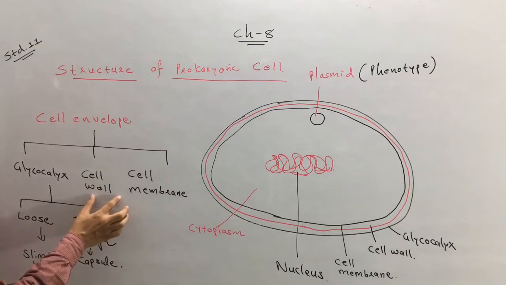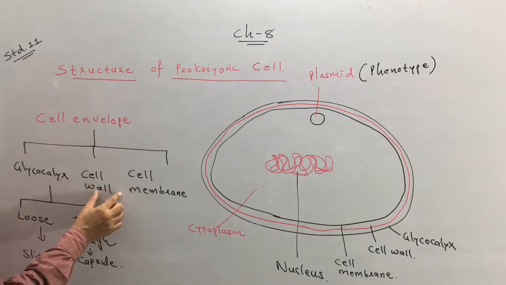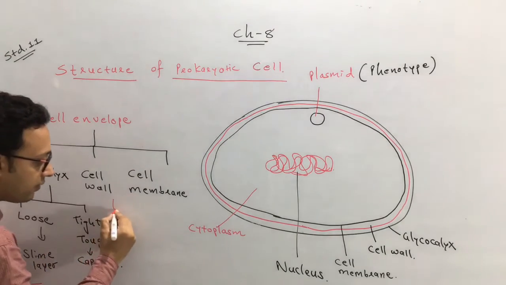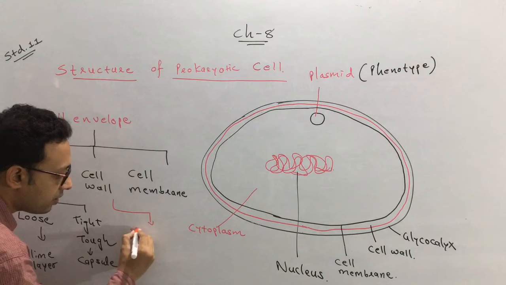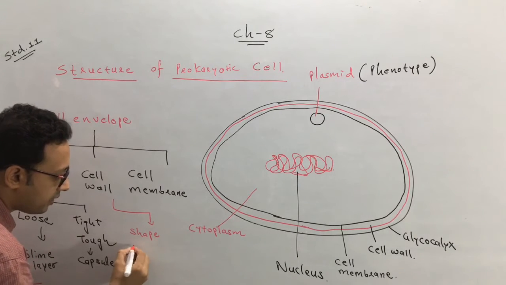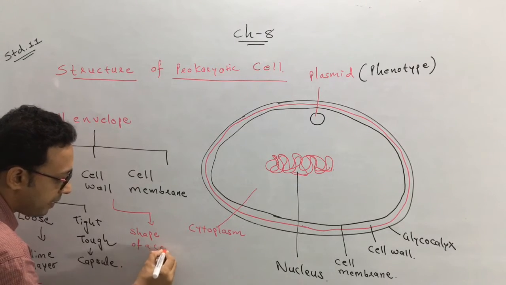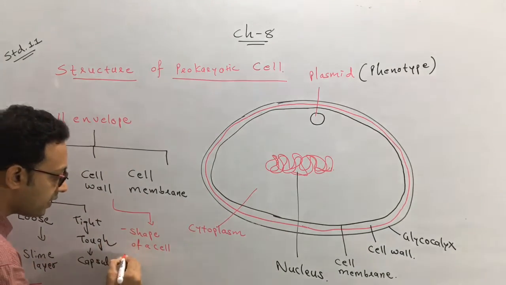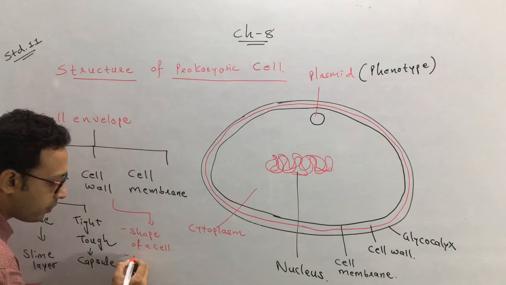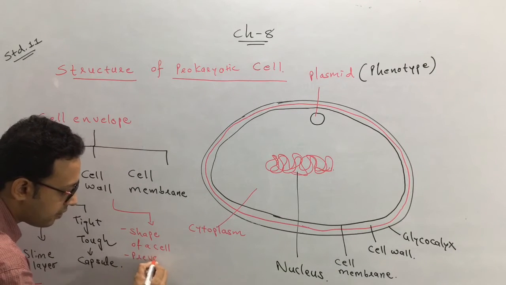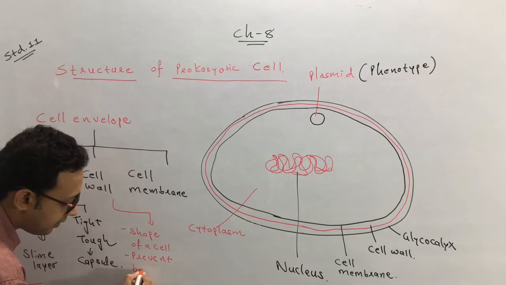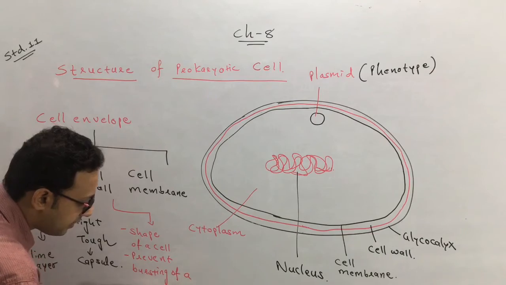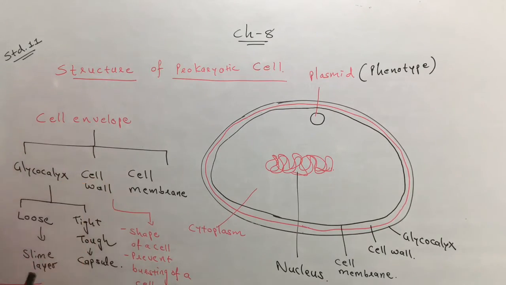Now the middle layer. Which is the middle layer? The cell wall. The function of this cell wall is that it gives shape to a cell. The shape of a bacterial cell is due to the cell wall. Another function is that it is also responsible for protection, and it prevents bursting of a cell. So this is the function of the cell wall.